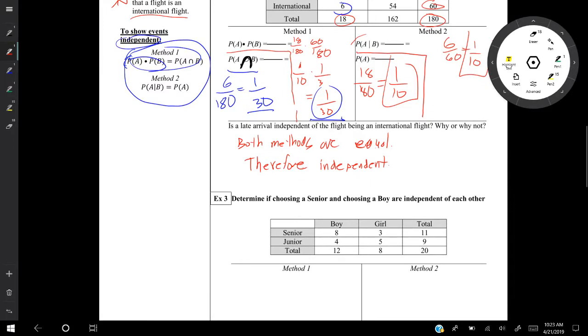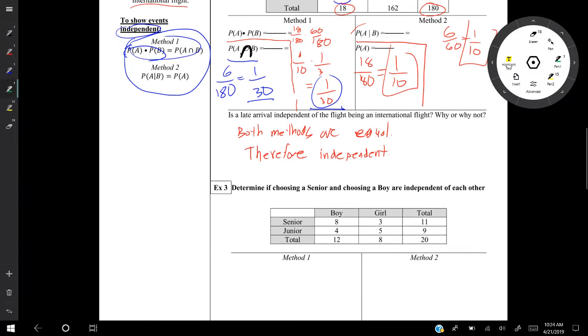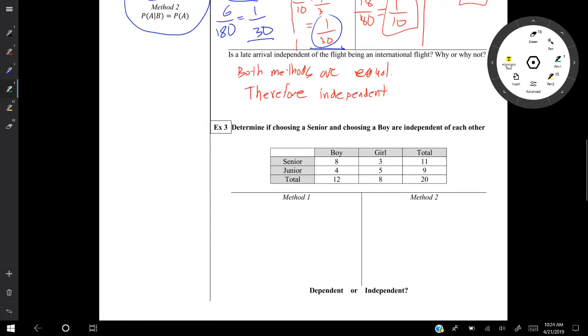Literally, I'm just following those equations. I'm not trying to reinvent the wheel here. All right, method 1 is A times B should be the same as A and B. So what are our events? Determine if choosing a senior and choosing a boy are independent. So A is choosing a senior and B is choosing, well, a boy.